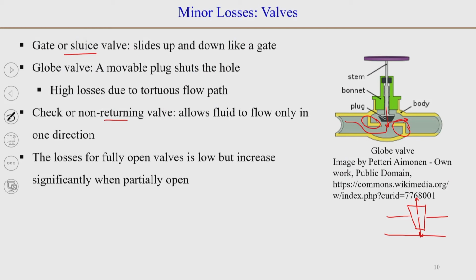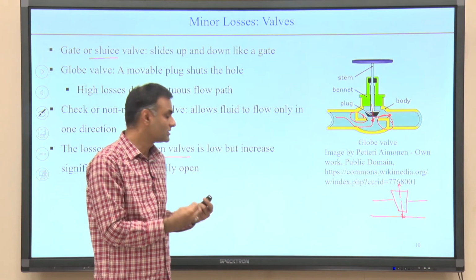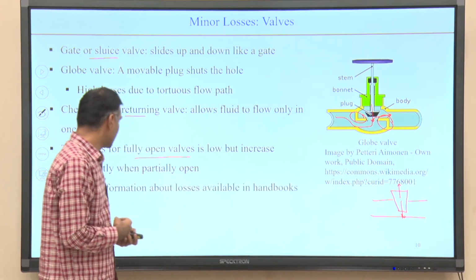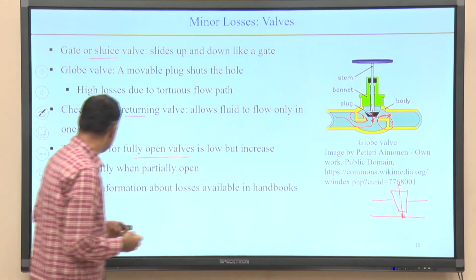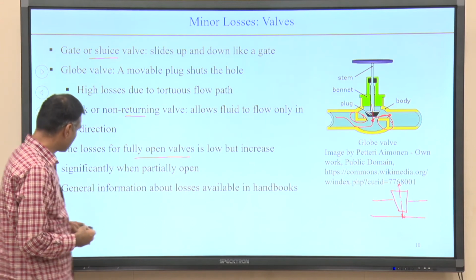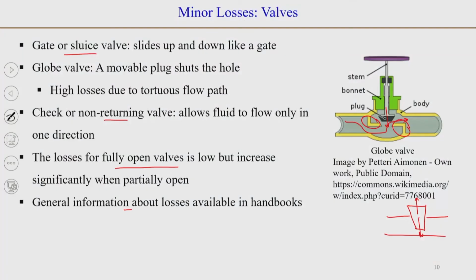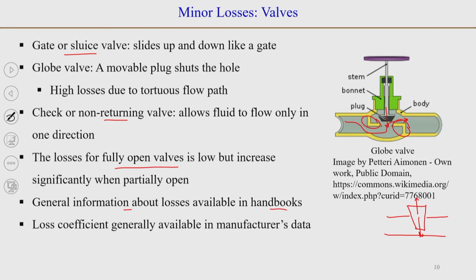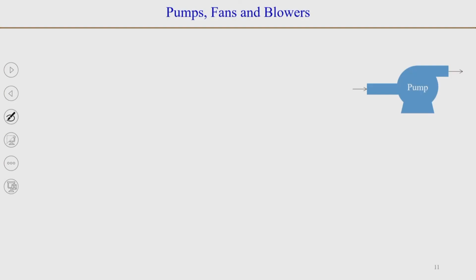As I said, when you have a valve in the fully open condition, the losses are relatively low, but when you close them, or there is more restriction in the flow, the higher the losses will be. And you could find more information about the valves in handbooks, or accurate information on the loss coefficient for a particular valve will be available from the manufacturer's data sheet.